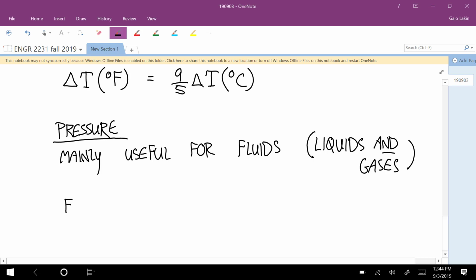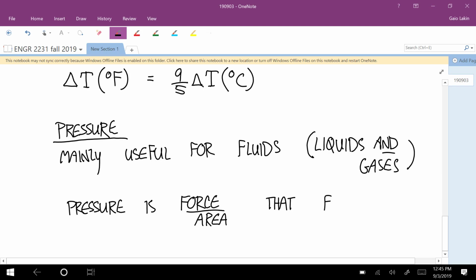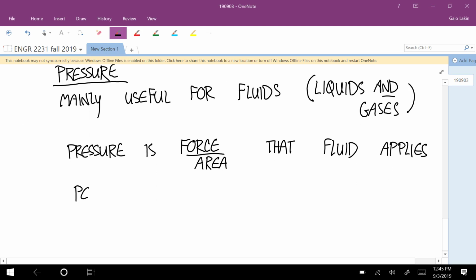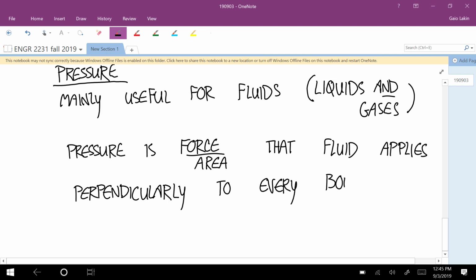Pressure doesn't start with an F. Pressure is a force per area that the fluid applies perpendicularly to every surface, to every boundary. Okay.